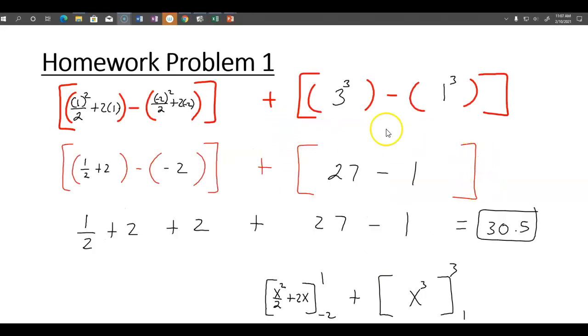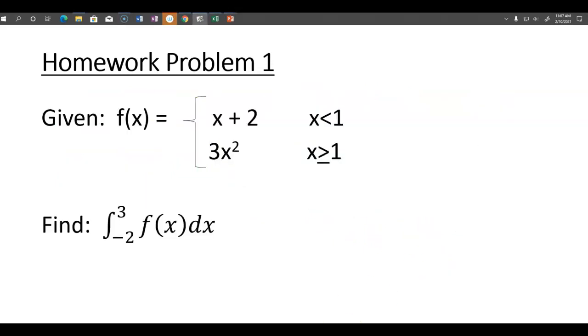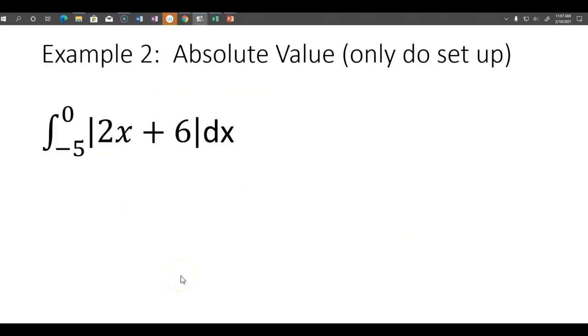All right, guys, so here's our answer. I'll let you study that, compare your work with mine. We end up with 30.5. Let's move on to a new question. All right, number 2. Let's talk about absolute value integration. It says only do setup, but I'm going to ignore that. We're going to actually just do the entire problem.